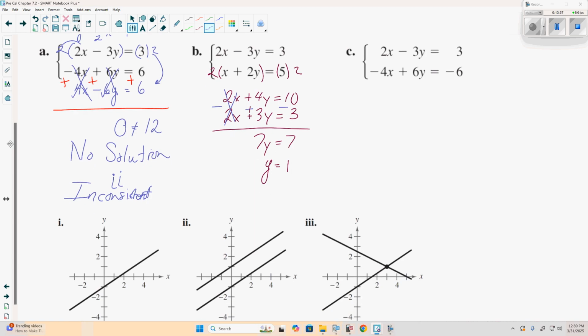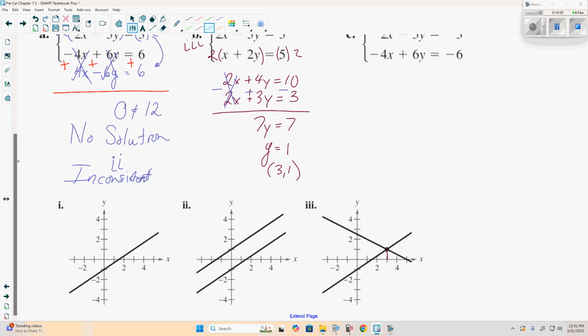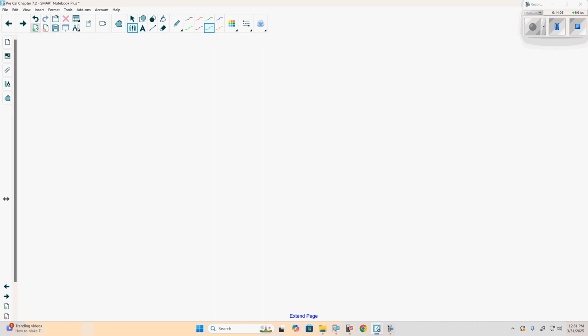Now we do need to find x, but there's a good chance it is going to be 3. Y is 1, x is 3. I'll do the calculations here in a second. The reason I got 3 is just straight from the graph. It kind of told me. 2x minus 3y equals 3.